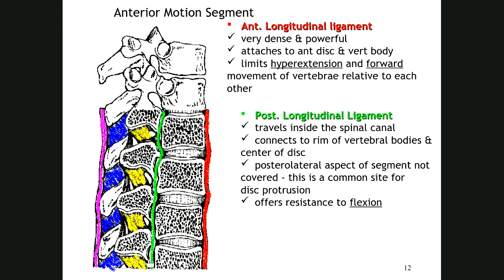Let's continue. What I just said is the next bullet point. The posterior aspect of the segment of the spine is really not covered by anything, so it's a common site for disc protrusion, as you see in the model I'm showing. This ligament offers resistance to flexion. If my patient is going forward into flexion, the posterior longitudinal ligament is going to say, hey, you're going too far, you need to come right back, or you're going to damage me or tear me. That's what it resists. Is that clear, or do you need me to repeat it?